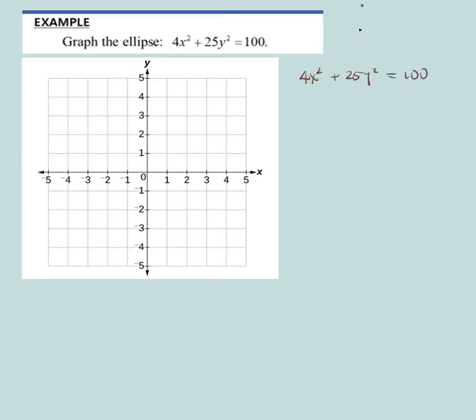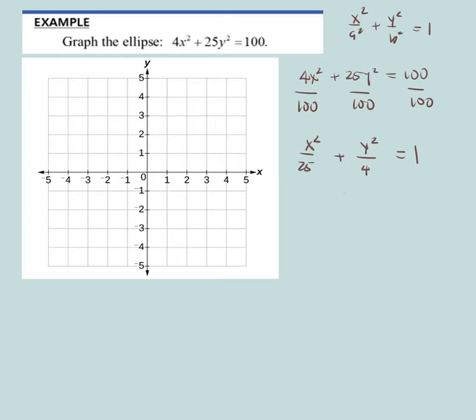We have to write it in the form x squared divided by a squared plus y squared divided by b squared equal to 1. That means we have to divide everything by 100 in order to get the 1 here. So we divide this one by 100, this one by 100, and this one by 100. Doing that, we get x squared divided by 25 plus y squared divided by 4 is equal to 1.